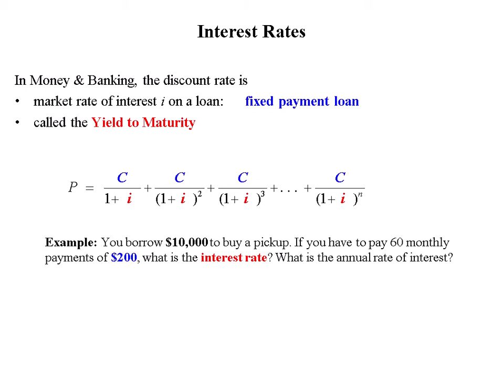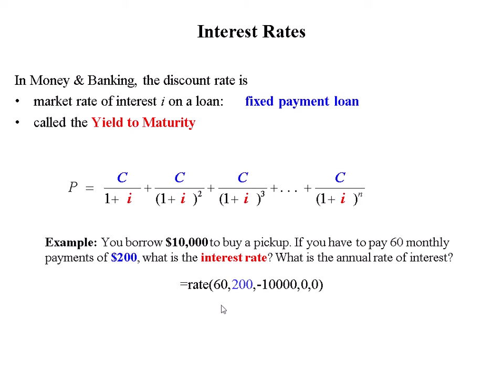Okay, so this example, suppose you borrow $10,000 to buy a pickup. If you have to pay 60 monthly payments, well, I guess I'm wrong in assuming that we have just annual payments. So getting back to our example, if you borrow $10,000 to buy a pickup, if you have to pay 60 monthly payments of $200, what will be your interest rate? The thing you're looking for is the rate. So we're going to use the rate equation.